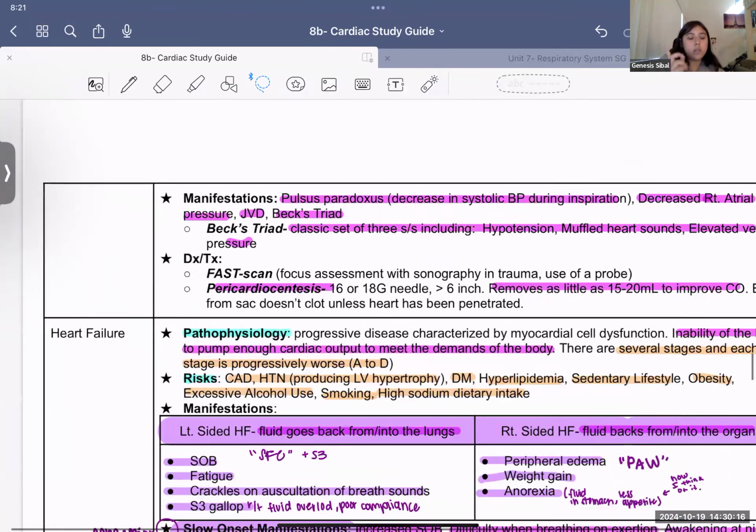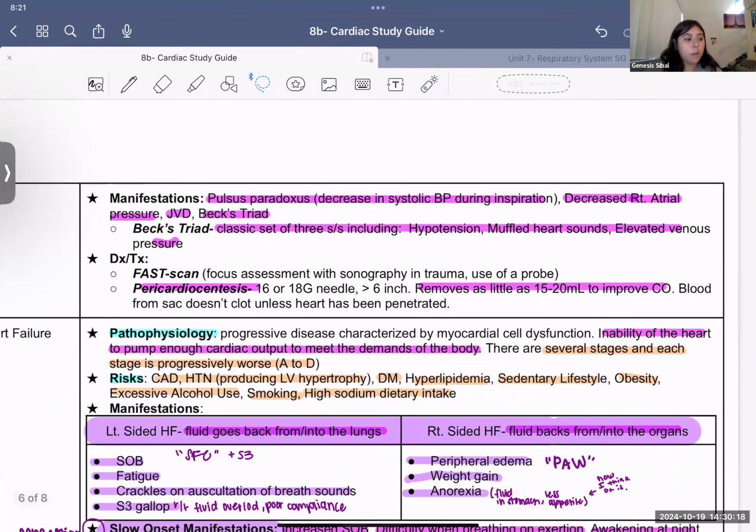So manifestations, you do need to know this. Pulsus paradoxus. It's a decrease in systolic BP during inspiration. Make sure you know what that is as well, because she might also just say it and be like, what is it? So it's a decrease in systolic, not diastolic, right? Systolic blood pressure during inspiration, and then a decreased right atrial pressure as well. And then you're seeing JVD and then Beck's triad. So it's a classic set of 3 signs and symptoms of the Beck's triad that you do need to know, which is hypotension, muffled heart sounds, and elevated venous pressure.